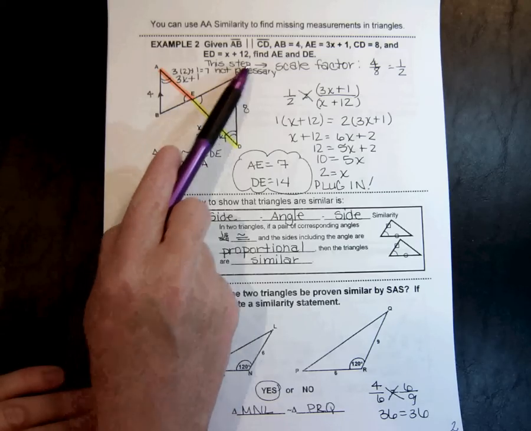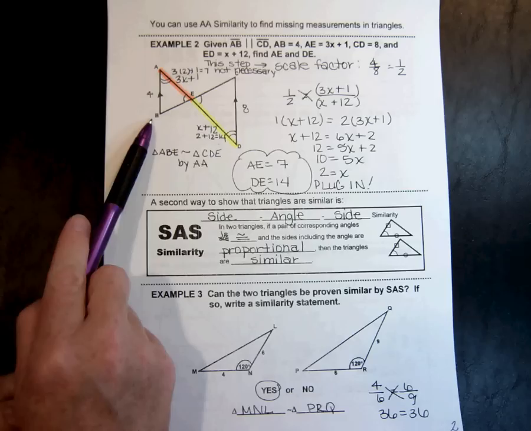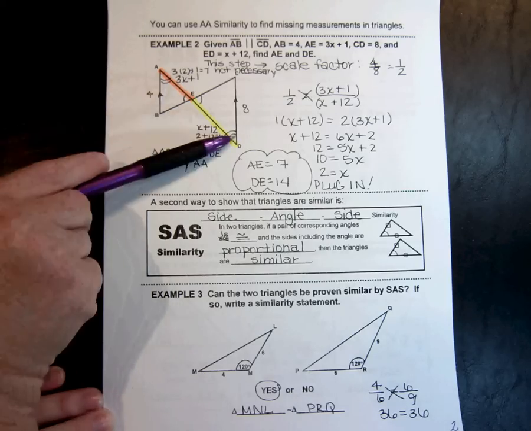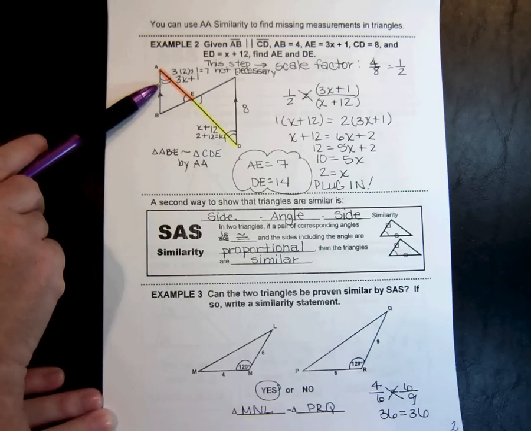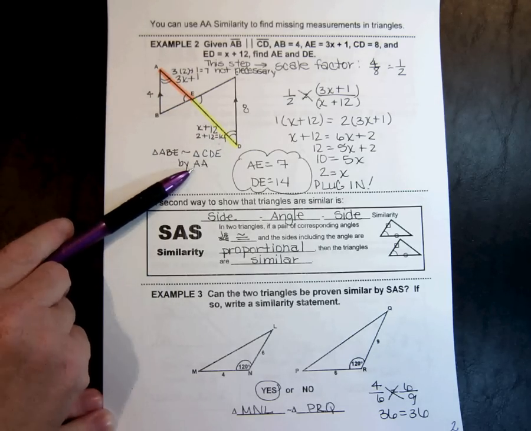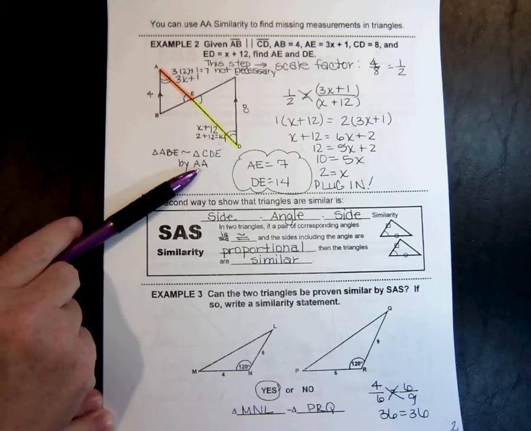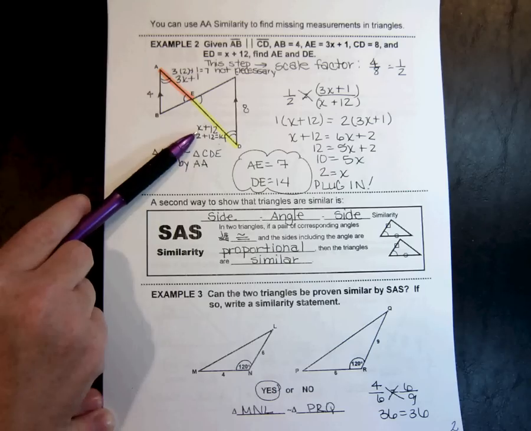You've learned two parallel lines cut by a transversal. This one and this one are congruent. So we already know that they're similar by angle. Now let's show what these actual values would be, since it's only shown in an expression.